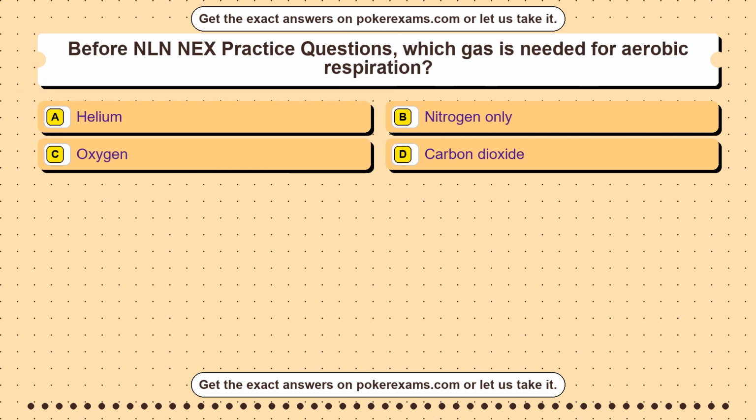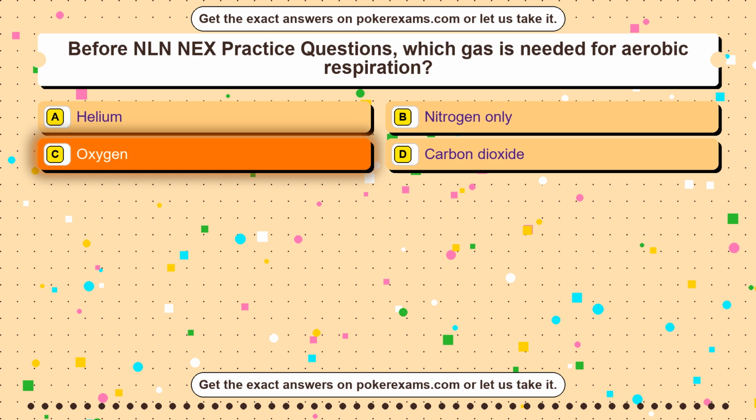Question 15. Before GED physical science practice, which word best replaces very big? Option A, weak. Option B, brief. Option C, enormous. Option D, tiny. The correct answer is option C.